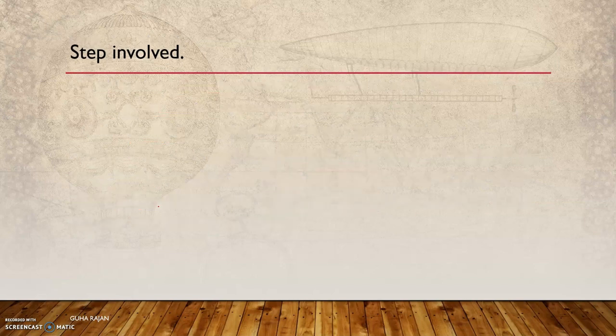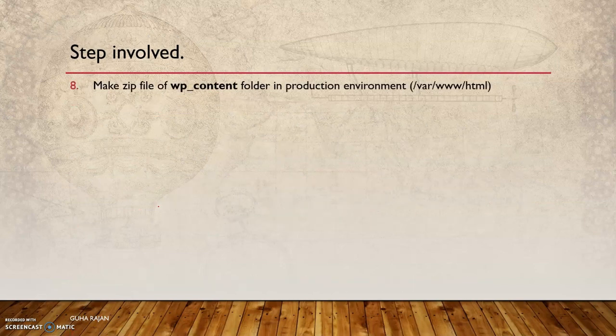So the database part is taken care of, and then comes the content, that is all the files. Make a zip of all the contents in the production environment under var www html. So sudo zip is the command. You'll have a file by the name wp content.zip. This takes maybe a few minutes, so you need to be patient.